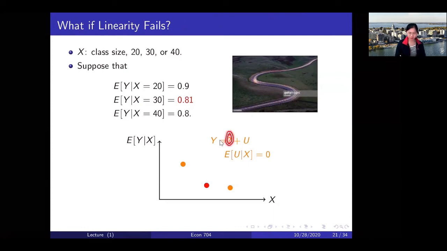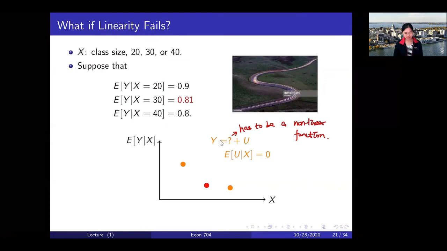So what do you put in here to make u satisfy the mean independence with x? And that is clearly not a linear function of x, but rather a nonlinear function of x. And mathematically, you can do that. People do study nonlinear regression equations, but in this course, we will not go into that.